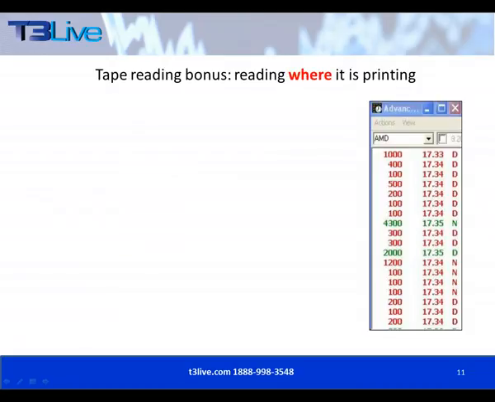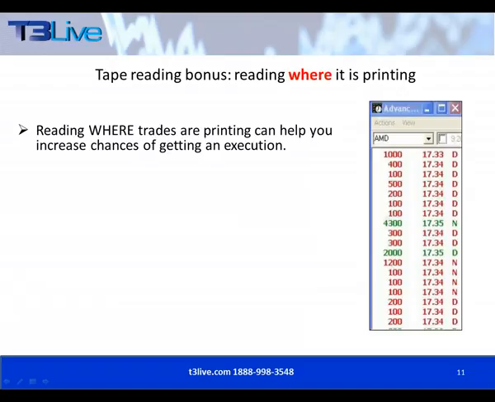All right, a little bit of a bonus here for tape reading, and this is actually reading where the print goes off. Reading where can help you with a good execution. If you look all the way to the right here in this tape of AMD, the letter D represents an ECN. The letter N represents the New York Stock Exchange. So you can see here the red prints are active selling. The green prints are active buying.